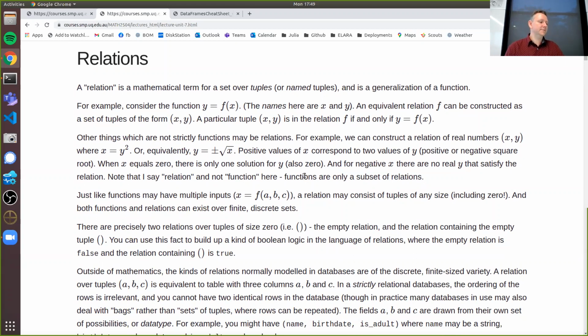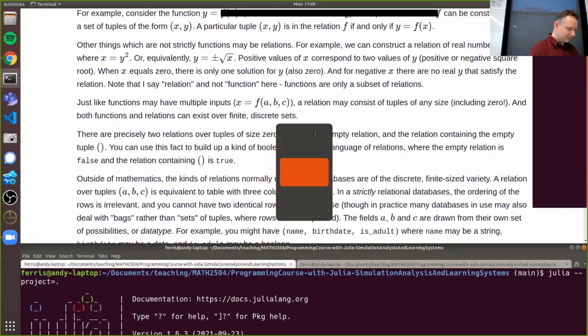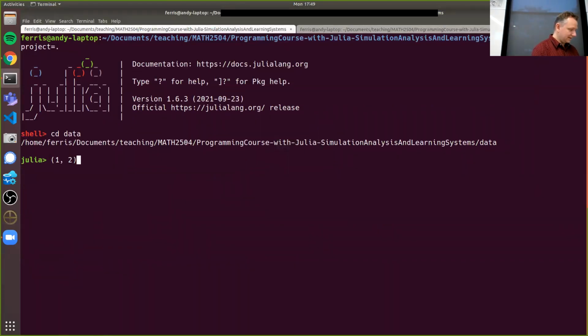So a relation is a mathematical term, okay? It comes from quite pure maths as a set over tuples, or named tuples, and is a generalization of a function. So what's a tuple? A tuple is just a set of things like X comma Y in Julia. Julia is great because if I go 1, 2 with those brackets, that thing is a tuple with an integer and an integer, okay? Julia also has these things called named tuples, like A equals 1, B equals 2, and the type of that thing is a NamedTuple.